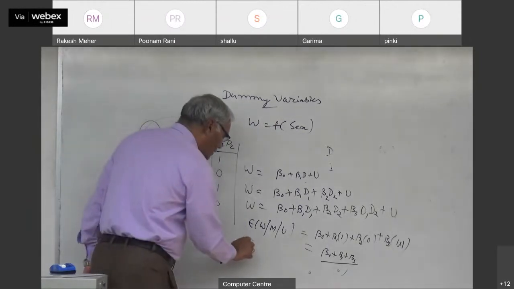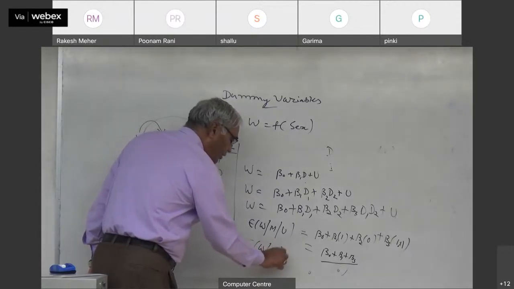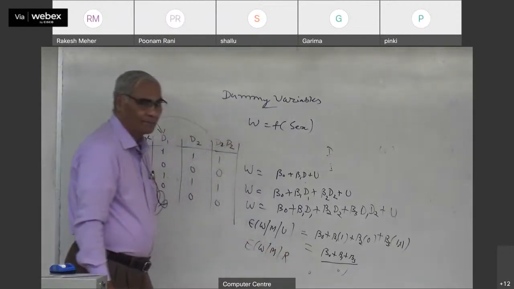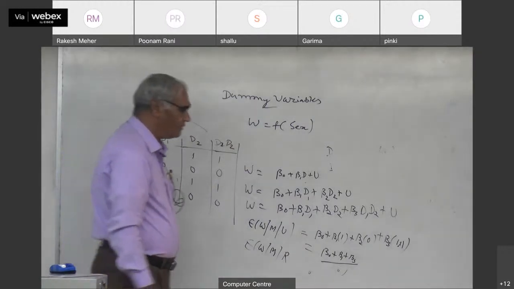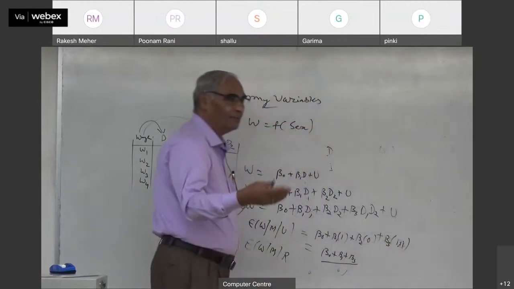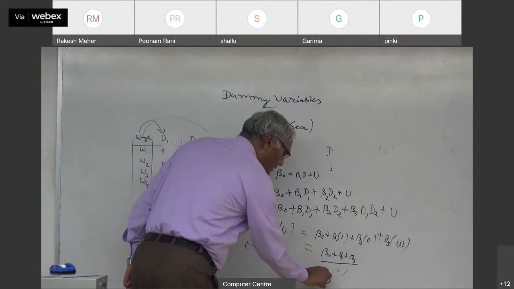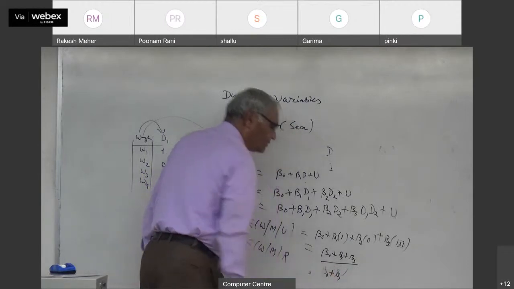Similarly, you can work out the expected wage of male if he belongs to the rural areas. If he belongs to the rural area, what will happen? D2 will become 0, and 1 multiplied by 0 is 0. So what will be the wage? Beta 0 plus beta 1.